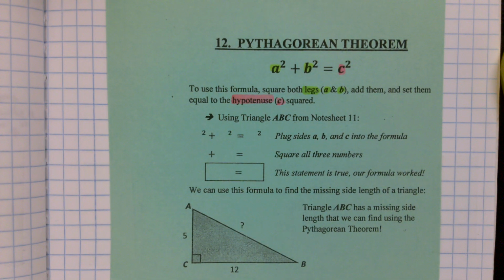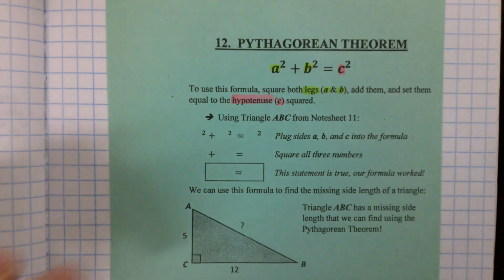What is the hypotenuse? Does anyone remember from what we talked about yesterday what that is? Exactly, the longest side of a triangle. Great job. So the two shorter sides, we're going to square them, add them, and then take the square root. Exactly like we did with the distance formula, because they're the same thing.